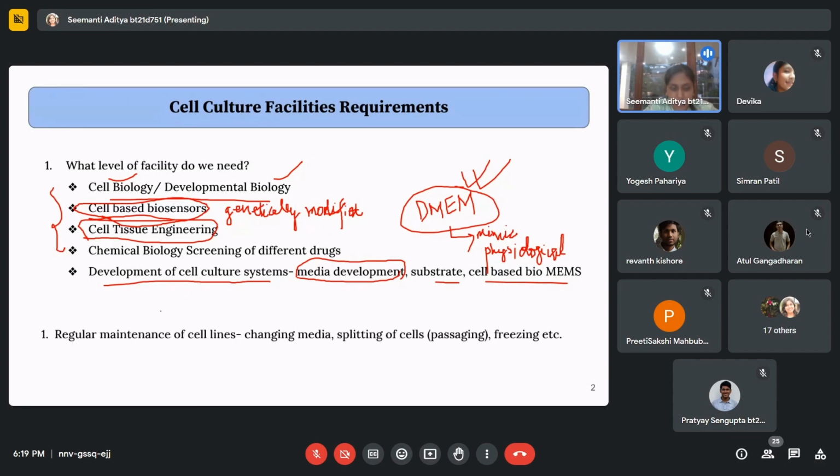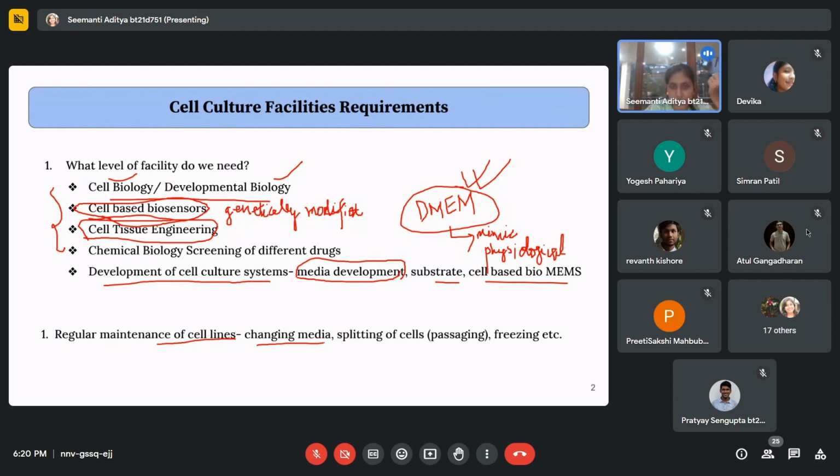Then we also need regular maintenance of cell lines. Apart from all these facilities, the very important thing is to maintain the cell lines. Whenever we isolate cells from tissues, the cell line we have created needs to be maintained properly, because depending upon their growth rate, they can grow very fast or very slow. So depending upon the requirements, we need to regularly change their media, because their media gets depleted.